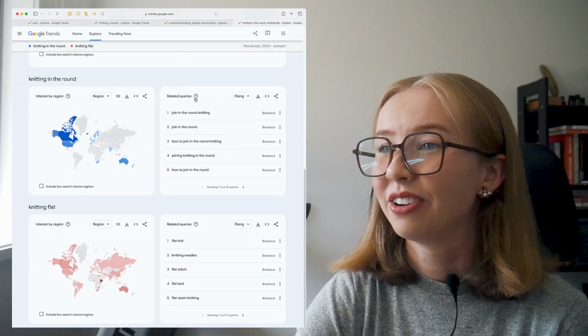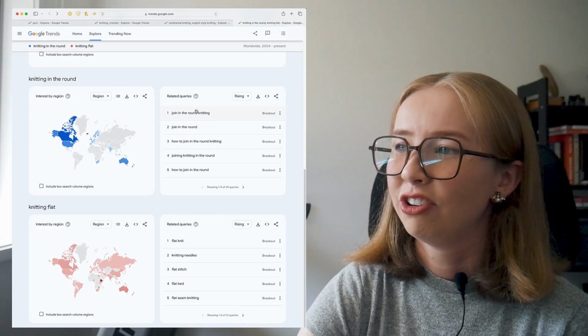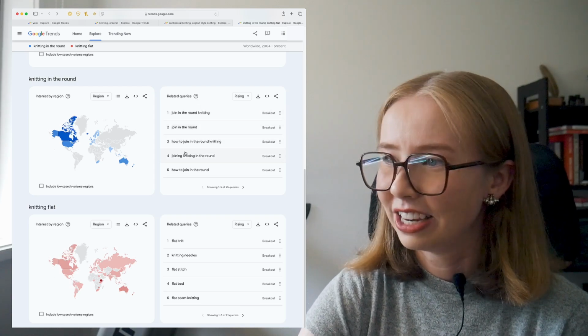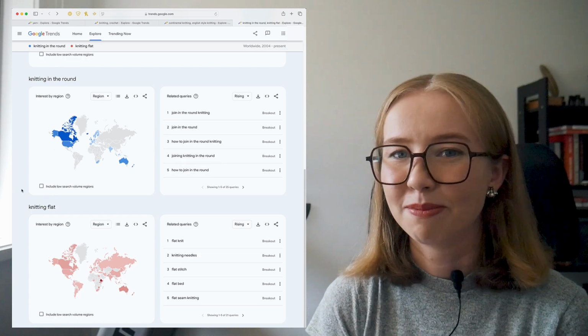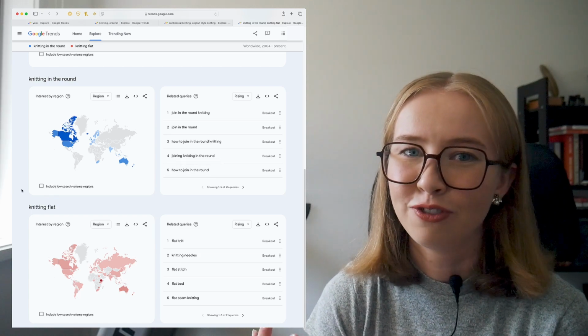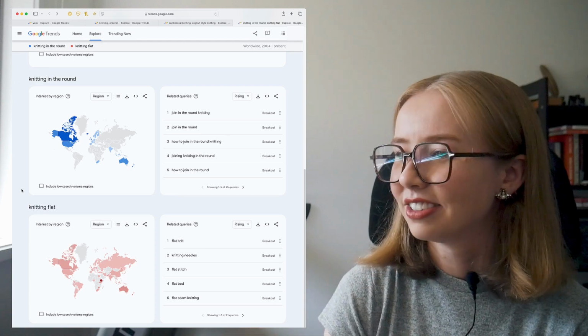Of course, I didn't even think about this. The related queries for knitting in the round are join in the round, how to join in the round, joining knitting in the round. So maybe that is part of the technique that people really need help with. And so that is fueling these searches for knitting in the round.